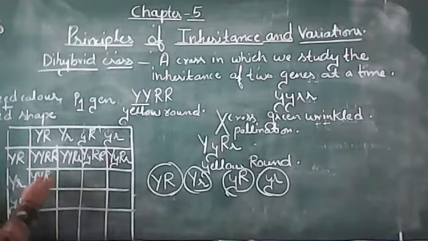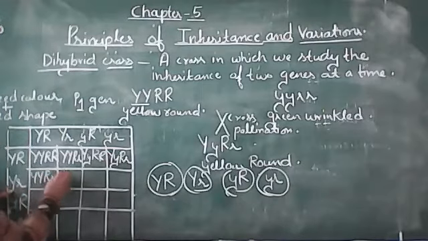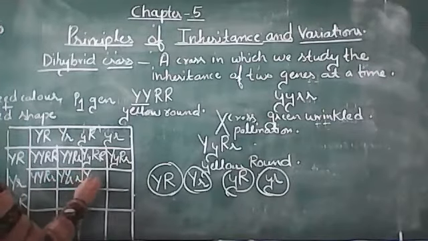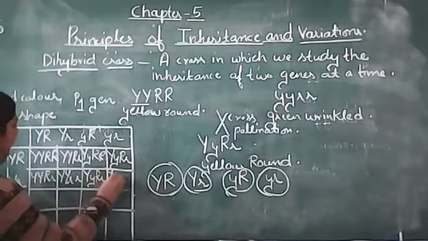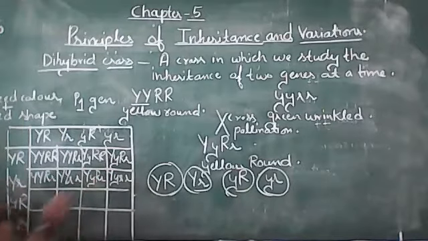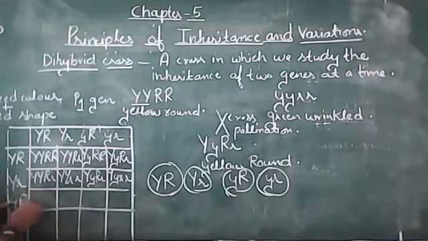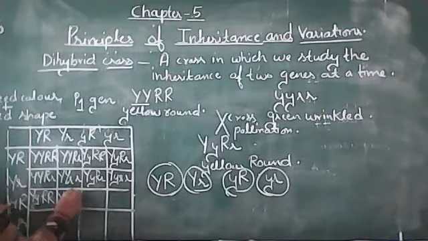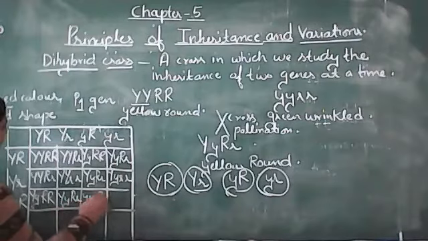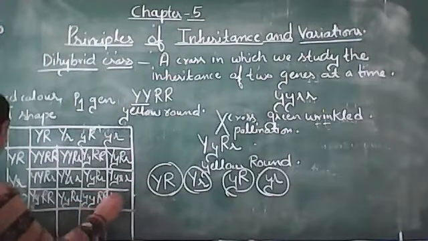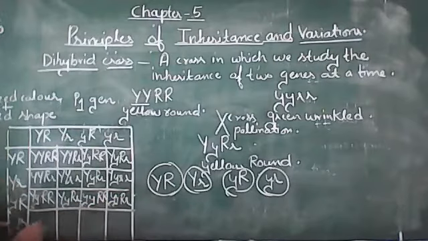So capital Y, capital Y, capital R, small r, capital Y, small r. So capital Y, small y, capital R, small r, and capital Y, small r, small r. Same we have done for the third one. Capital Y, small y, capital R, capital Y, small y, capital R, small r. Then small y, capital R, and small y, capital R, small r.